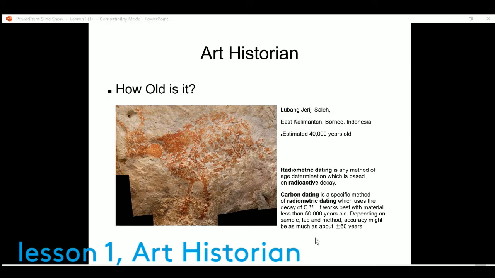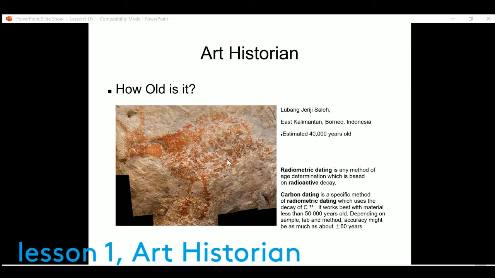So when you talk about art historians' work, usually when they determine how old the artifact is, it is based on radiometric dating. There are two types that people normally use: radiometric or carbon dating. All of these methods of tracking back the age of artifacts normally have an accuracy of as much as 60 years, which is quite accurate, right?